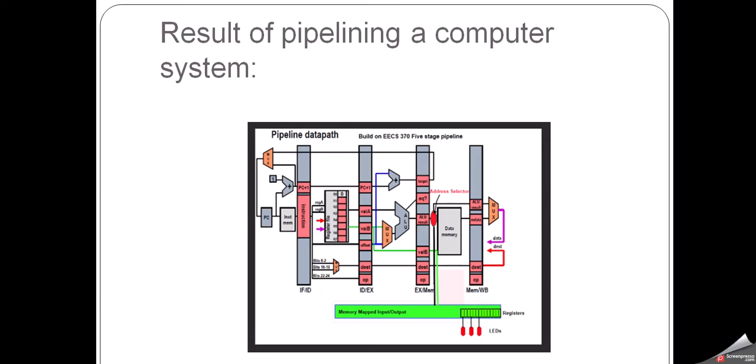Here's an illustration of the result of pipelining a computer system. The pipeline looks quite complicated, but I guess what's actually happening in this particular pipeline is that an instruction is going to be fetched from data memory, and then it's going to be passed to a decode area, and then from the decode area it's going to go on to be executed and so on.